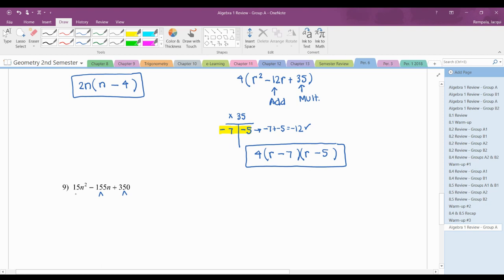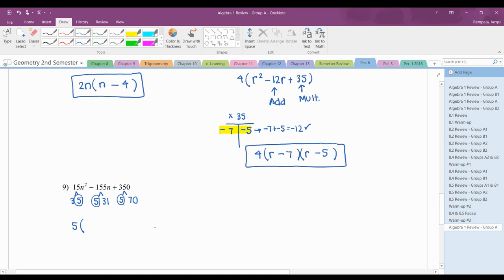However, 15 actually does break up into 3 times 5. 5 is the bigger number between them. So let's see if I can get a 5 out of all of these. Well, 155 divided by 5 is going to be 31. So 5 times 31 multiplies there. If I have 350 and I divide it by 5, that's going to be 70. So notice that every single one of those numbers, they have a 5 in common. Not all of them have a variable. So the GCF is 5.